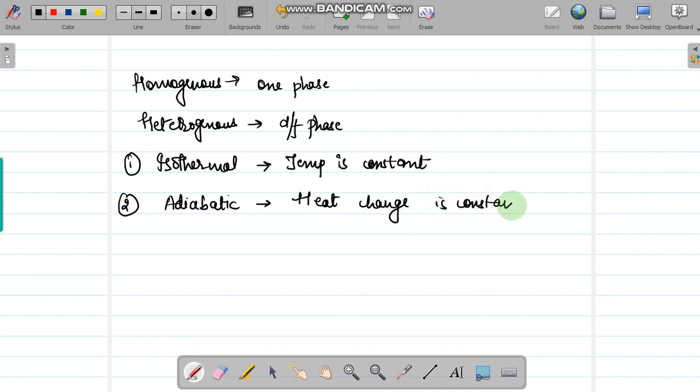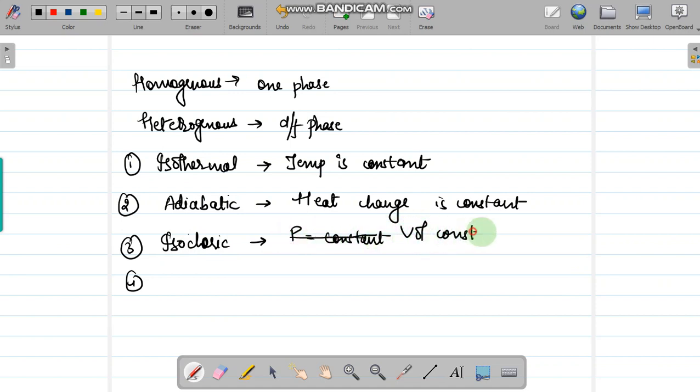Then the third one is the isochoric process. In this, your volume is going to be constant. Fourth is the isobaric process, in which we have pressure constant. Then we have the cyclic process.